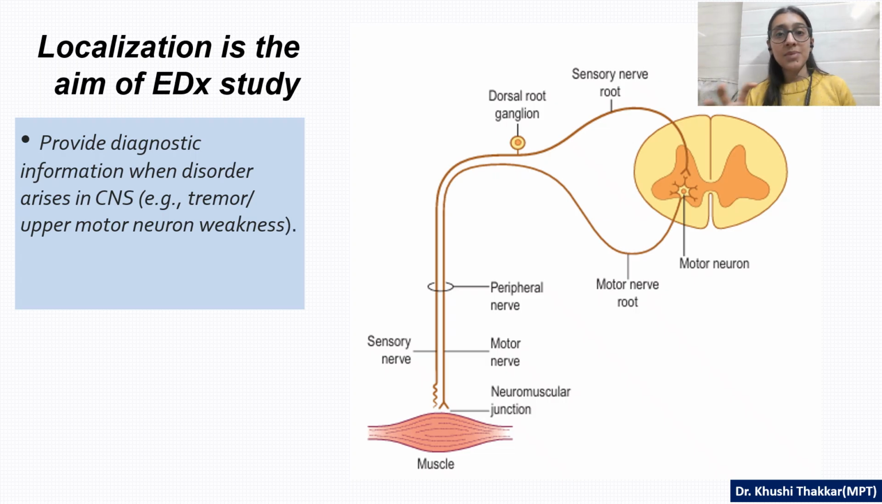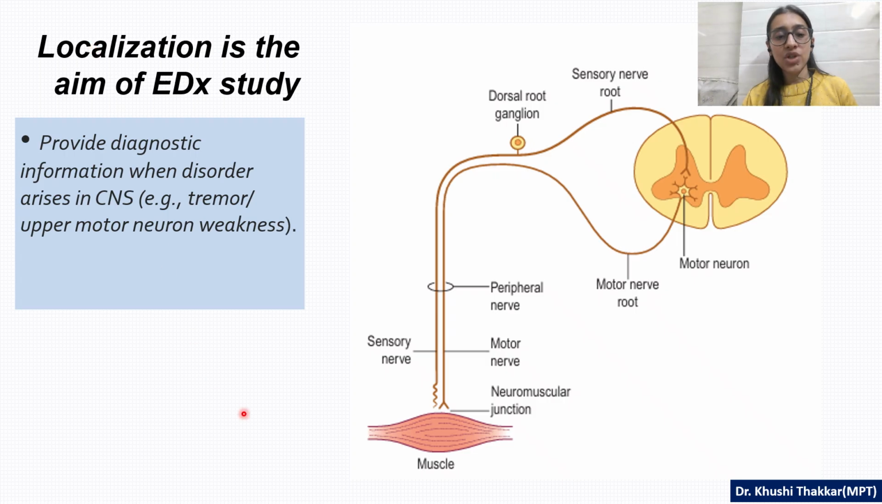Now we know that localization is the aim of electrodiagnostic study. It actually helps by providing diagnostic information when the disorder arises in the CNS. For example, tremors as seen in Parkinson disease or cerebellar disorders or many other disorders, or there is upper motor neuron weakness or there is spasticity, everything can be understood.